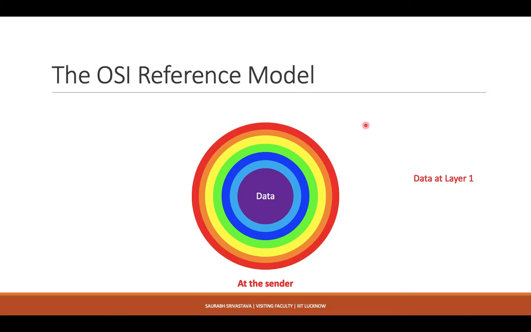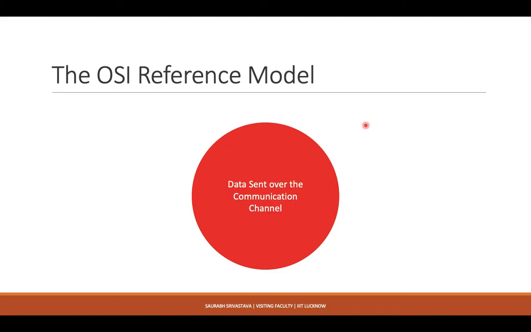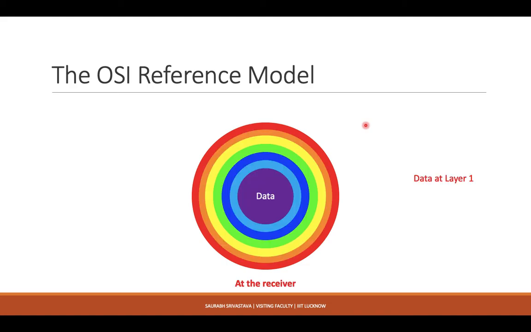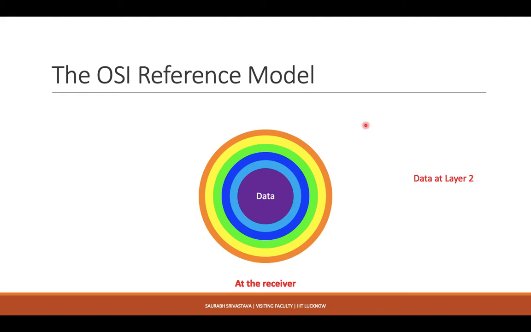And then finally, when the data reaches layer 1, the bottommost layer, at that point of time it is just zeros and ones which are then transmitted over the communication channel. At the receiver end, this is what the receiver receives, and then here the data actually flows up. Okay, so each layer takes out the data that was meant for it and then passes it on to the layer just above it.